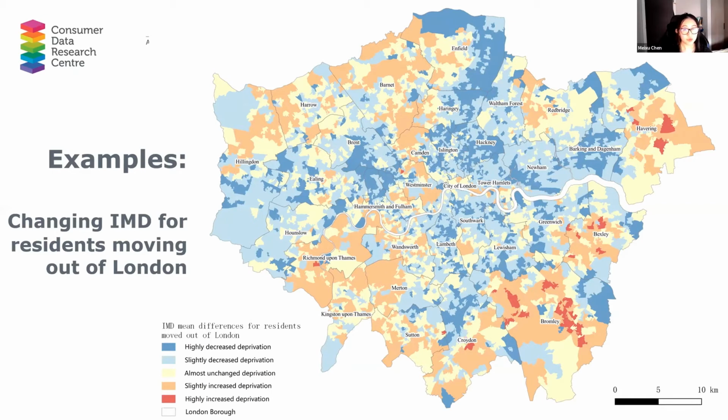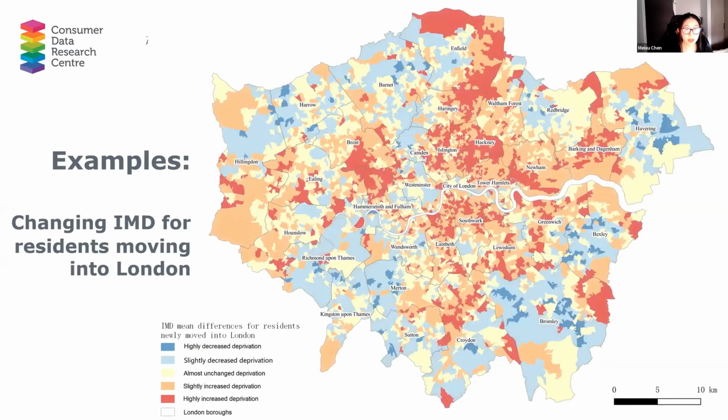So when people moved out of London, most of their social deprivation decreased, which means their living conditions or social status improved when they moved out of London to other areas in Great Britain. On the contrary, when people moved from other areas into London, their social deprivation increased a lot, which means they became poorer when they moved into London, especially in the east of London.